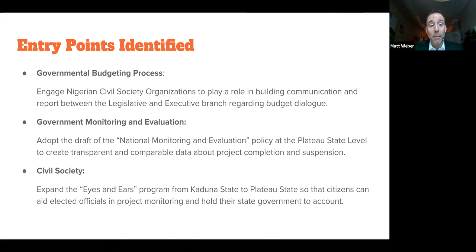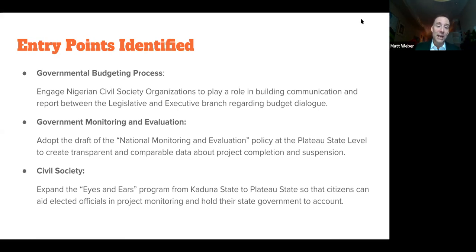The second was government monitoring and evaluation. If we adopted a draft of the National Monitoring and Evaluation Policy at Plateau State level, we could create a transparent and comparable data source for project completion and suspension. And that would allow people to have a better sense of those projects that are successful and unsuccessful in a less politicized environment. Just to be able to say, this is working well, this isn't working well. And over time, that would have a positive impact on designing projects. It might also have an impact over time in regulating projects already awarded.